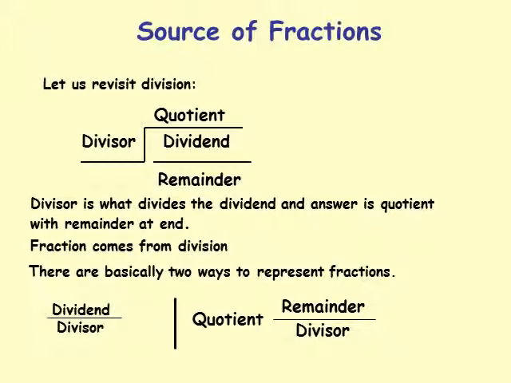You take the quotient as the whole number, the remainder as the numerator of the proper fraction part, and the divisor as the denominator. So these are the two ways to represent it. One is dividend divided by divisor, before you divide, and the other is after you divide. You get the quotient as the whole number part, and remainder divided by divisor as a proper fraction.